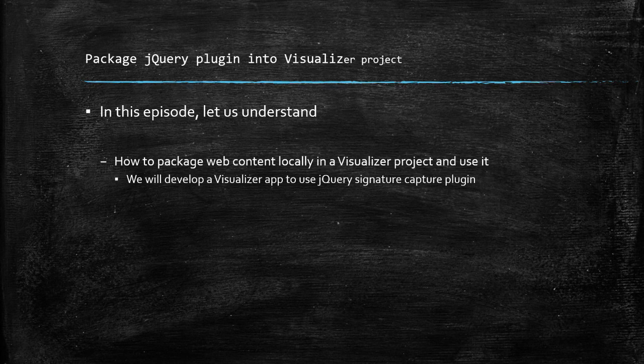In this use case, we are using a jQuery signature capture plugin. We'll look at some of the other use cases, where we'll also do an example to see how to include a Cordova plugin into the visualizer project and extend the functionality that we built as part of the visualizer applications.